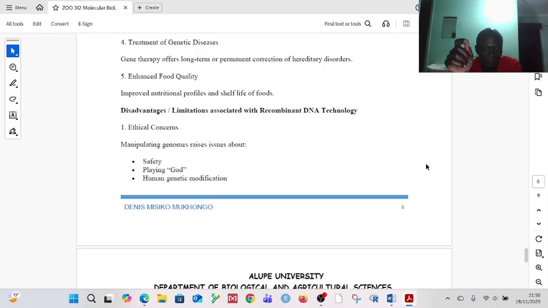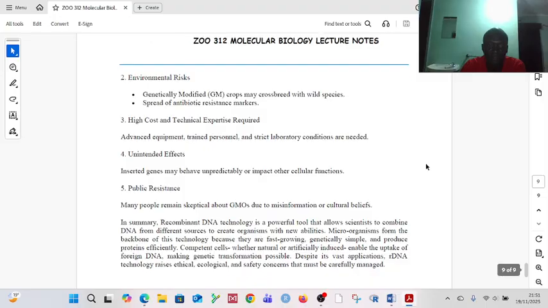So if you are tampering, if you are creating a new combination, then you are acting like God. Okay? There are other people who think that through this process of recombinant DNA technology or genetic engineering, it could lead to the genetic modification of human beings. Okay? But of course, it's not permitted to genetically modify a human being.